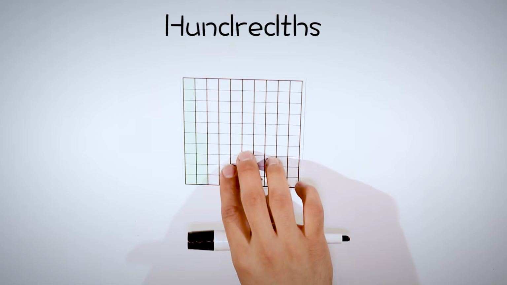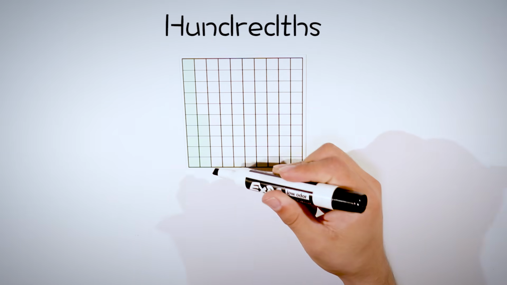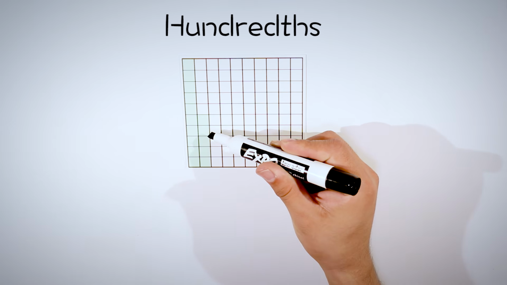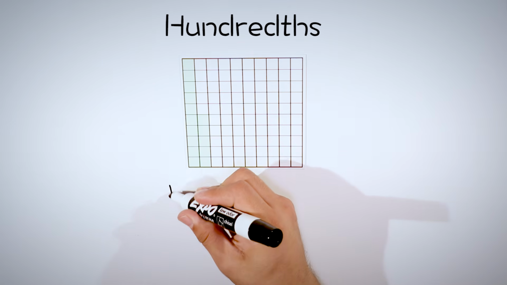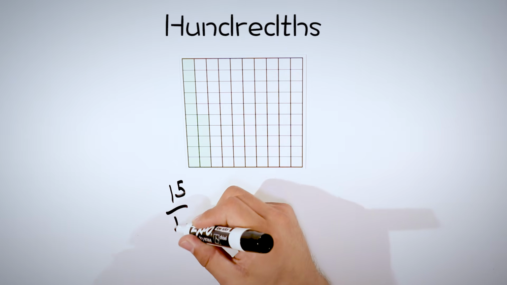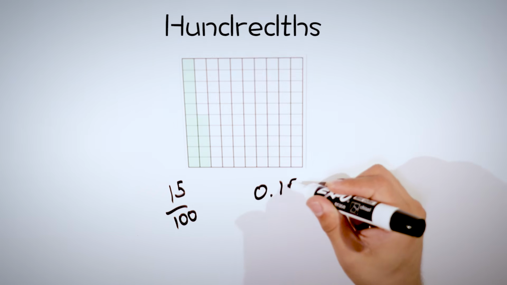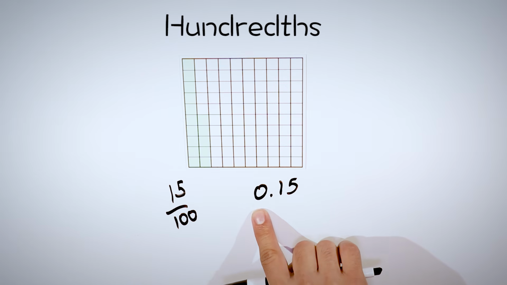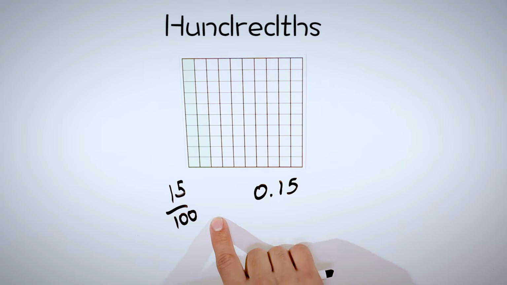Looks like we have another hundredth. So how many are shaded here? Let's count them. We got 10, 11, 12, 13, 14, 15. So here we have 15 hundredths. We represent that as a fraction as 15 hundredths, and as a decimal, 0.15. So 0.15 is 15 hundredths. All right, let's do our last one.